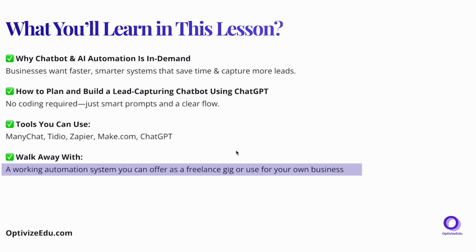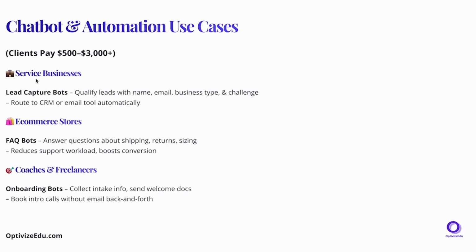will happily pay for. So let's first talk about what these chatbots and automations actually do, and why businesses are paying between $500 to $3,000 USD for a setup that only takes a few hours to build. The first and the most common use case is lead capture. Think of a service-based business, like a consultant, coach, or agency. They need a way to collect leads automatically while they sleep.